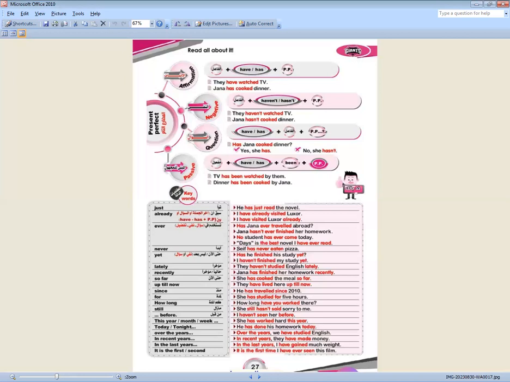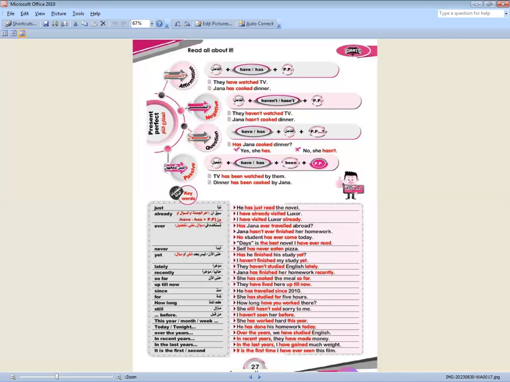For the yes or no question, we will start with have or has, then the subject, then the third form of the verb. Has Jenna cooked dinner? Yes, she has, or no, she hasn't. For the passive form of the present perfect, you will start with the object, after that have or has, been, and the past participle. TV has been watched by them. Dinner has been cooked by Jenna.